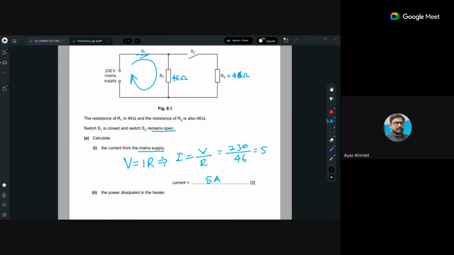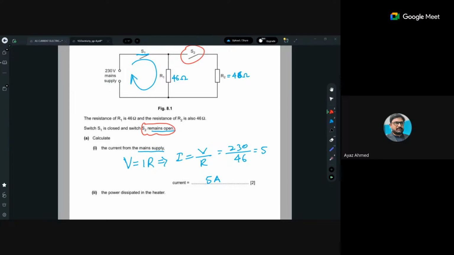But R1 and R2 are connected in parallel. No, no, this switch is open now. S2 is open, meaning current will not flow through that. That's why I made one closed and one open.